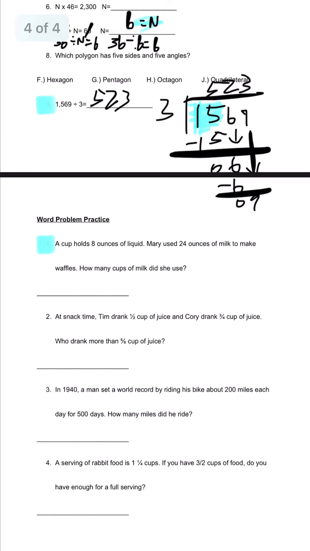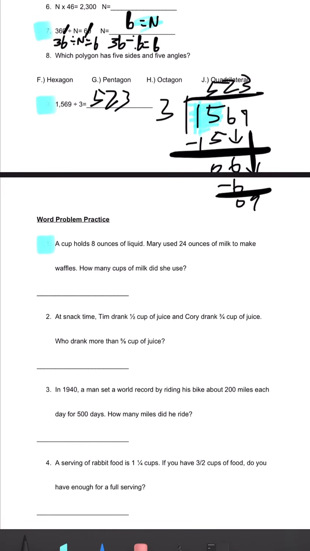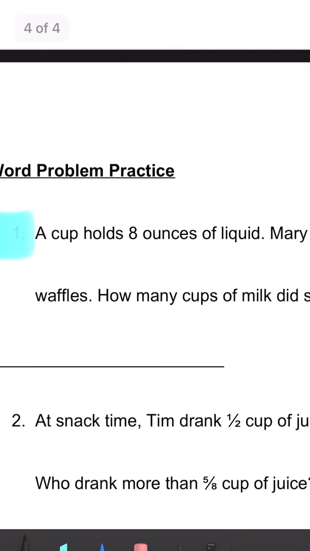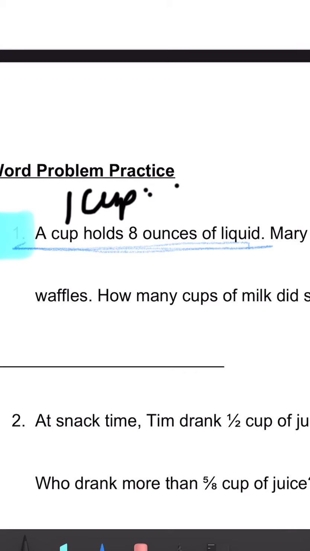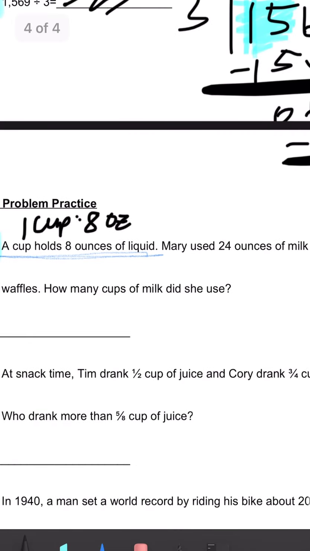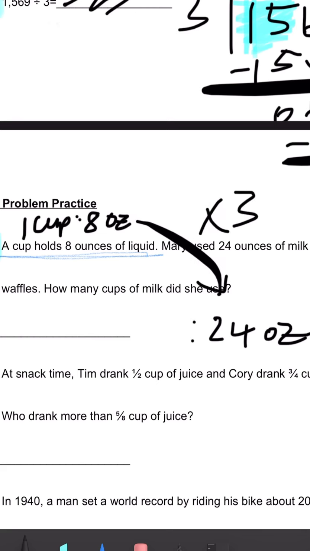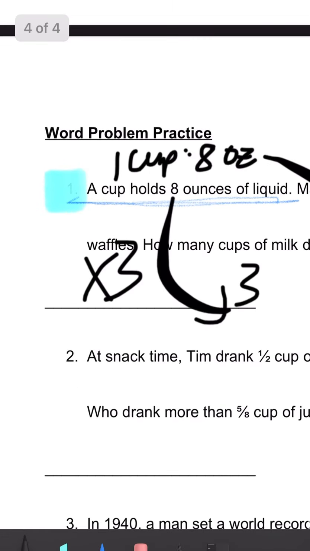Okay, now we'll do the last page. We'll be doing word problem practice. Number 1 says, a cup holds 8 ounces of liquid. Mary uses 24 ounces of milk to make waffles. How many cups of milk did she use? So the first sentence is something that we should automatically underline because it gives us a clue. 1 cup equals 8 ounces. And it says Mary uses 24 ounces. So we'll do 24 ounces equals how many cups? 8 times 3 equals 24. So we'll just do times 3 on this side. 1 times 3 is 3. So we know the answer is 3 cups.